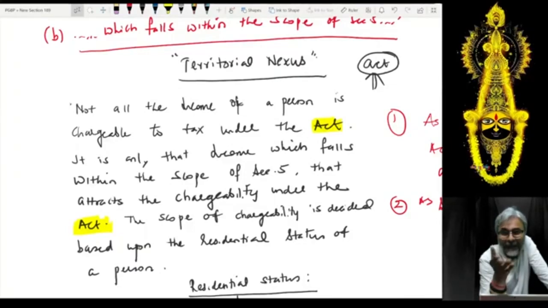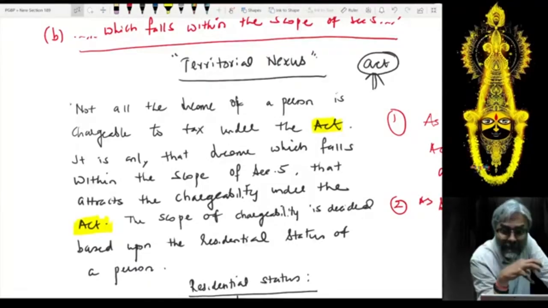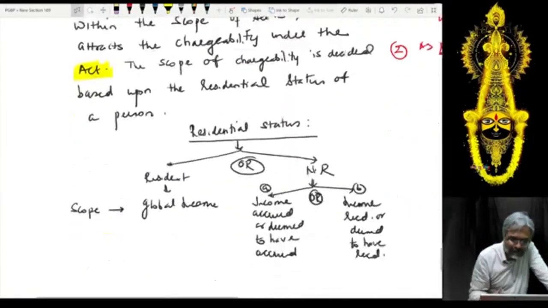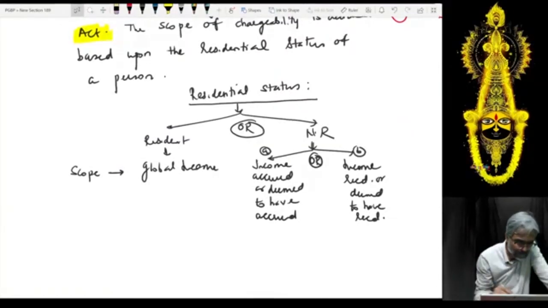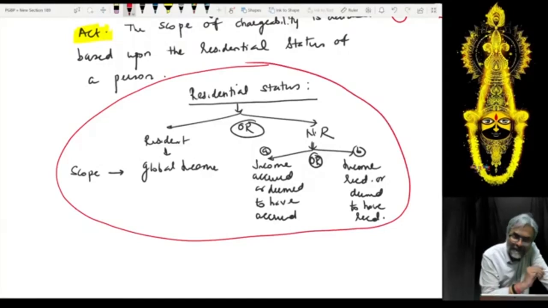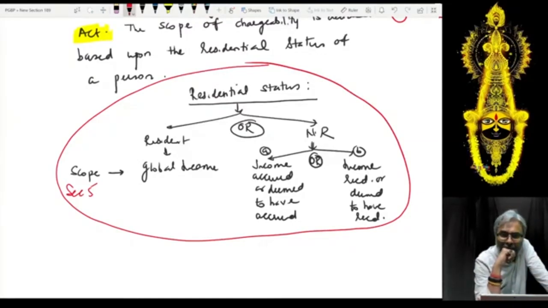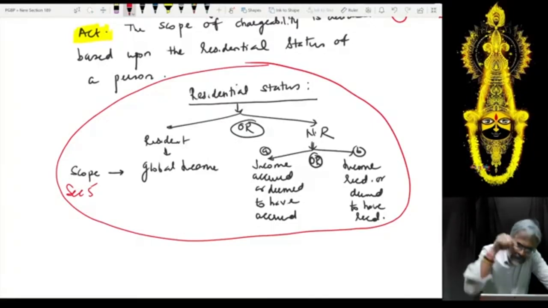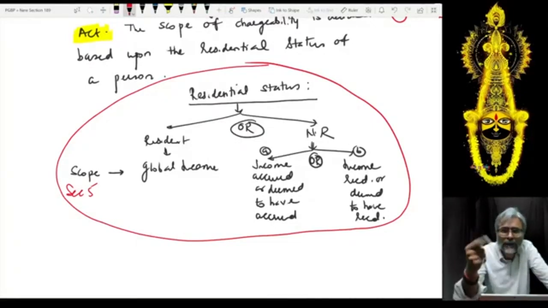In fact, I must tell you, the words territorial nexus are not used in any section. This is something for which we have drawn a principle. What is used in income tax law is this: the word you are seeing, Mukta, is what section 5 says, the scope. Territorial nexus is something the Supreme Court, in its language, uses to explain what exactly this section, which you have just read, is doing. It is talking about territorial nexus.